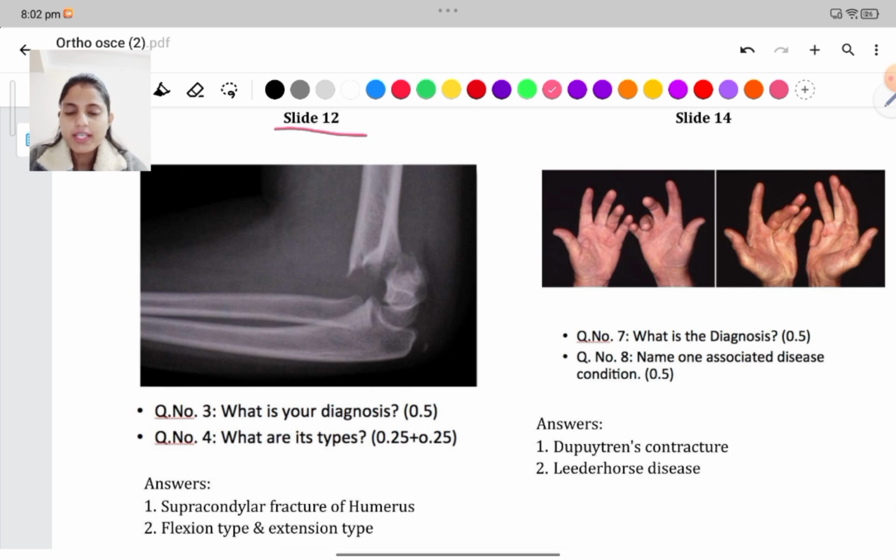Question number 12. Here we can see the supracondylar fracture of the humerus, and what are its types? Flexion type and the extension type. Extension type is the most common, 90%, and the mechanism of injury for the supracondylar fracture of the humerus is the fall on outstretched hand.